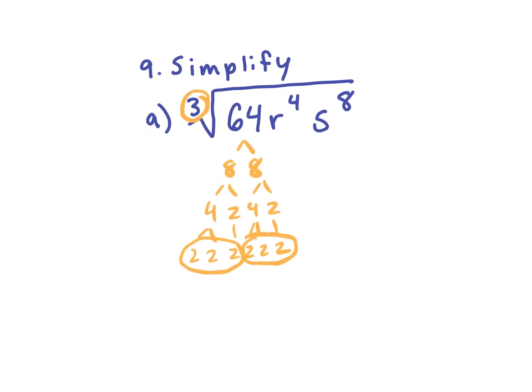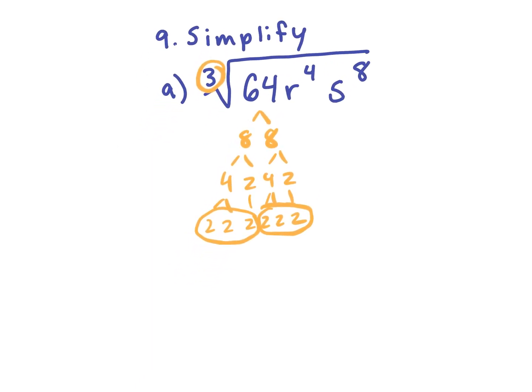How many 2's are going to come to the outside? 2. And what do I do if I take out more than one number? Multiply them. So I have 4 on the outside.